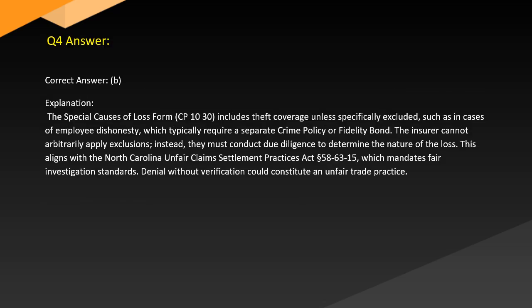Answer. Correct answer: B. Explanation. The special causes of loss form CP 10 30 includes theft coverage unless specifically excluded, such as in cases of employee dishonesty, which typically require a separate crime policy or fidelity bond.